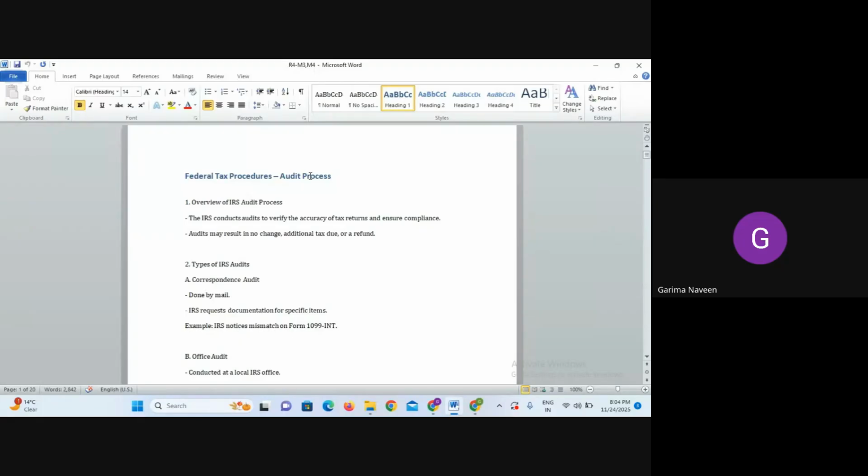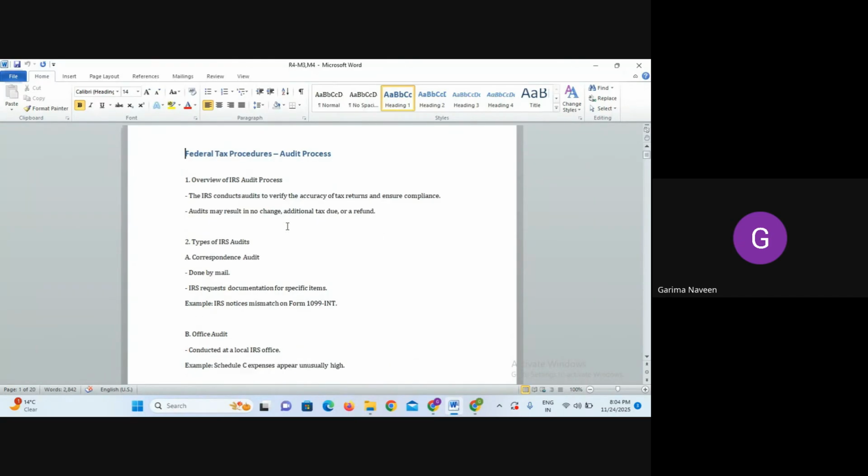of these returns are done, and what happens if the IRS finds something missing or some error in your return, then what will be the appeal process and all. So first is the overview of the IRS audit process.